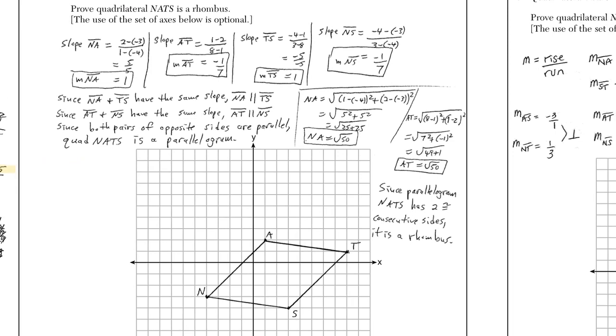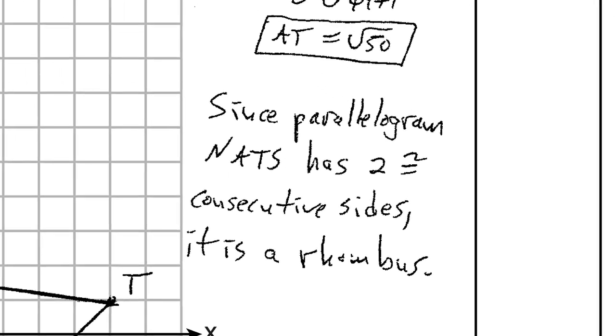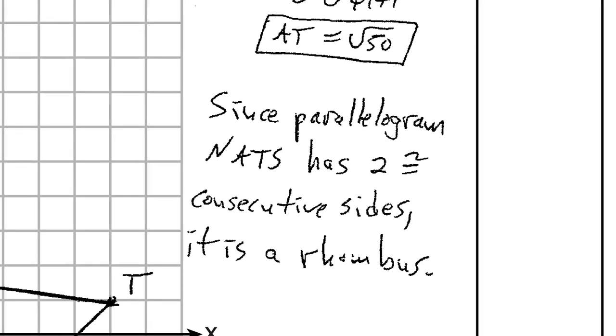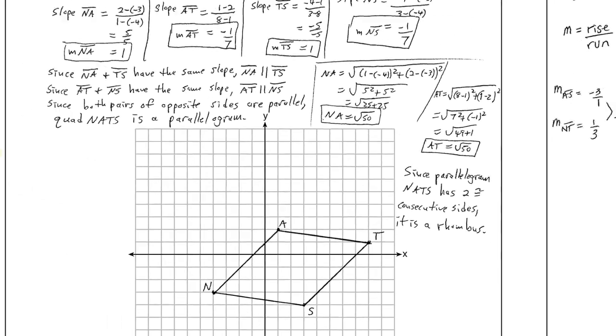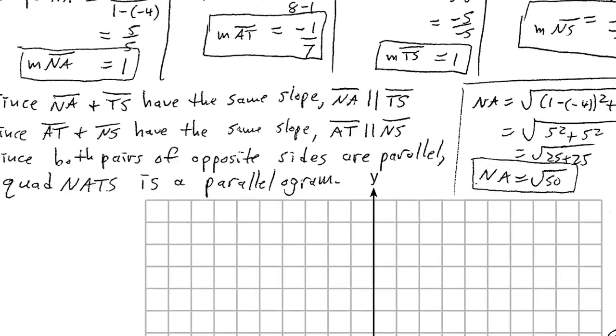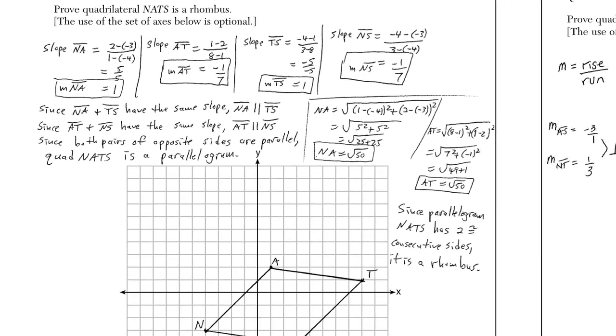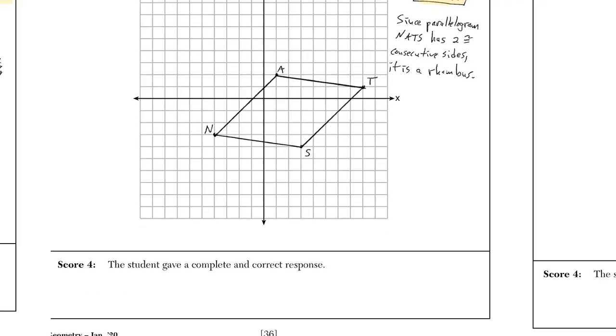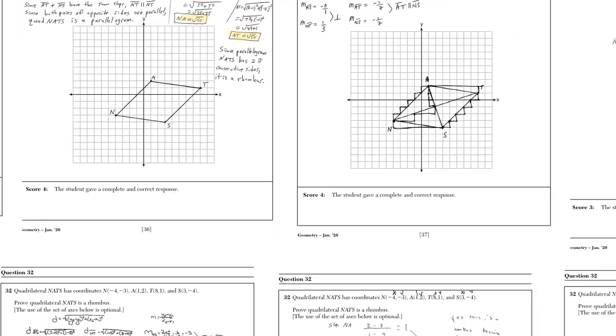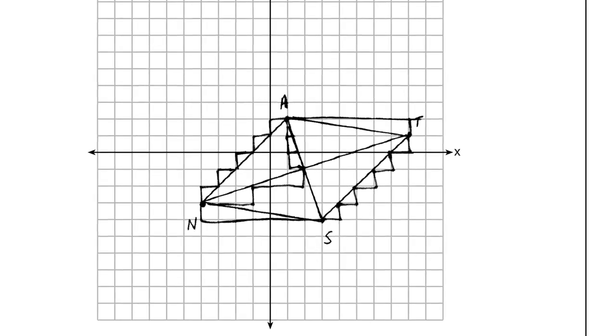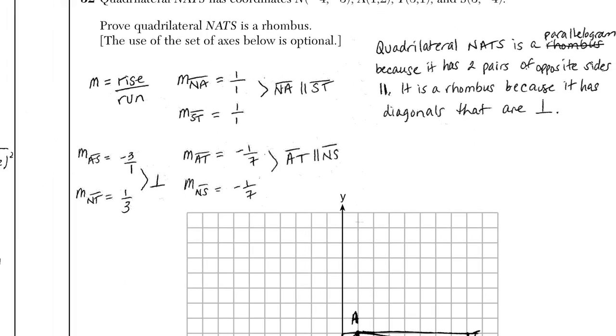Let's take another look. Here is what I know. I'm going to draw my attention to the end, and it says since parallelogram NAST has 2 congruent consecutive sides, it is a rhombus. They first proved that this is a parallelogram, and I know that when I look right here, they got opposite sides are parallel, and then it looks like 2 consecutive sides. That's all you need to do to prove that this is a rhombus, and they've got a complete and correct response.